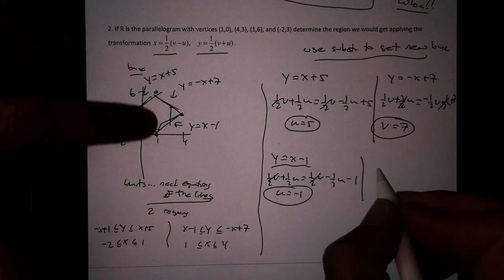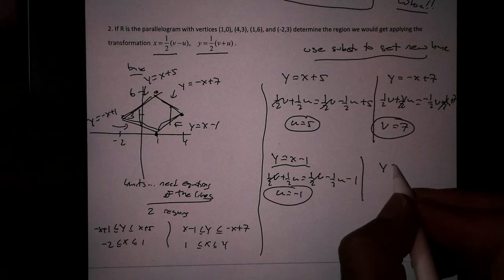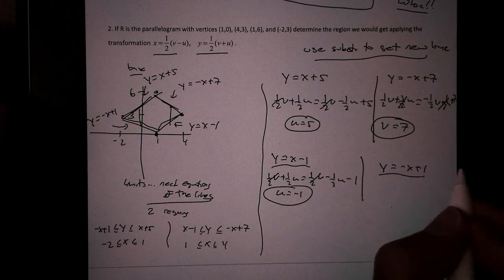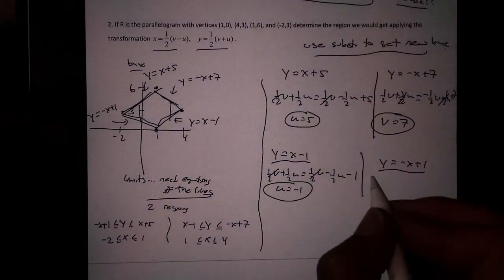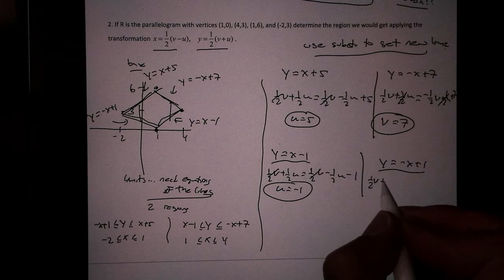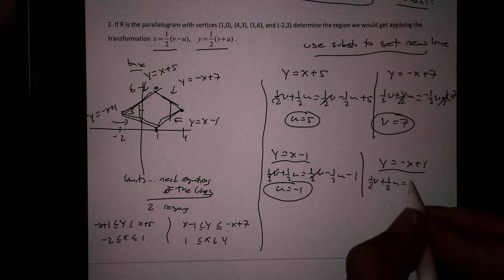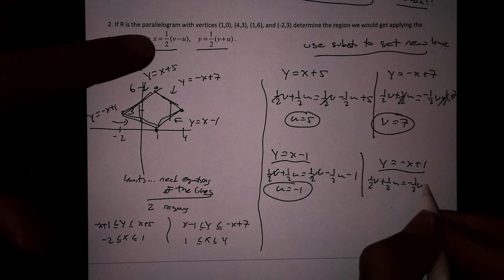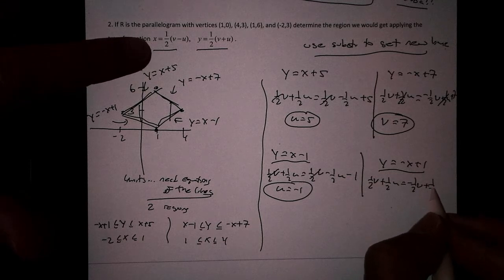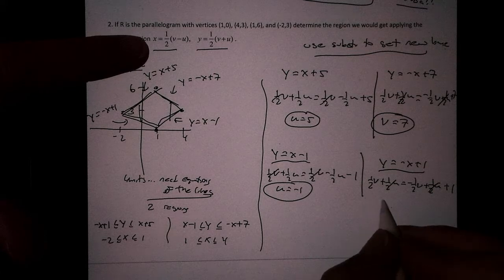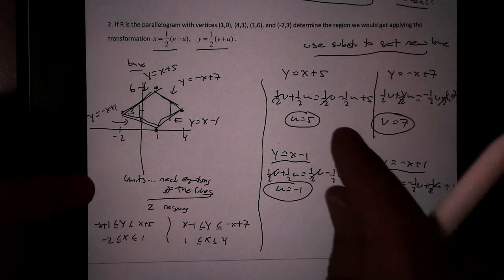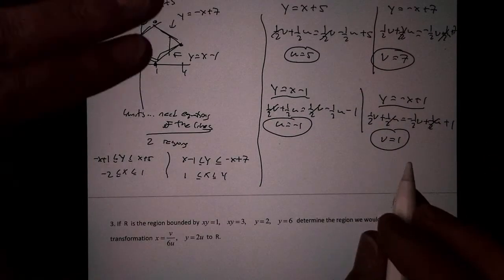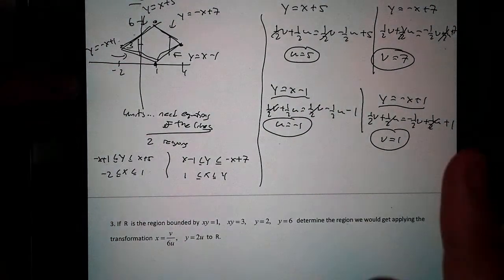And the last one: y equals negative x plus 1. I just plug it in again. 1/2 v plus 1/2 u equals negative 1/2 v, be careful with signs, plus 1/2 u plus 1. The u's cancel, and we get v equals 1. Notice, we're just dealing with horizontal and vertical lines now. We got rid of those slants.